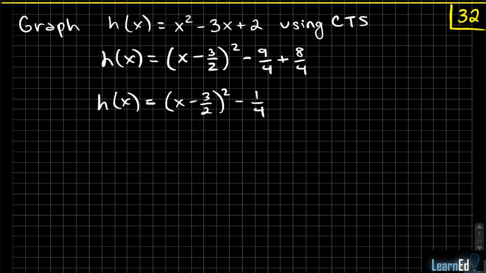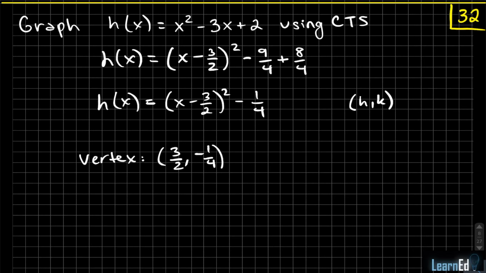Okay, so now you have it in vertex form. You know that your vertex here is (h, k). Remember that this is your negative h, so you have to flip the sign, and so your h is 3/2. Okay, and your k is negative 1/4. Okay, and that is going to be your vertex.